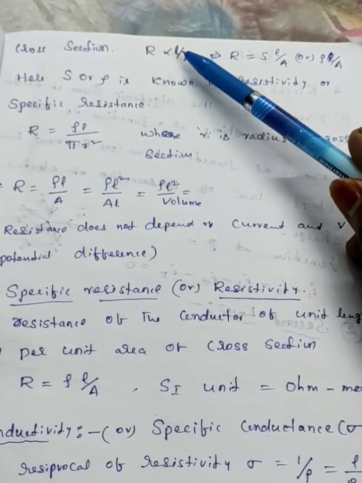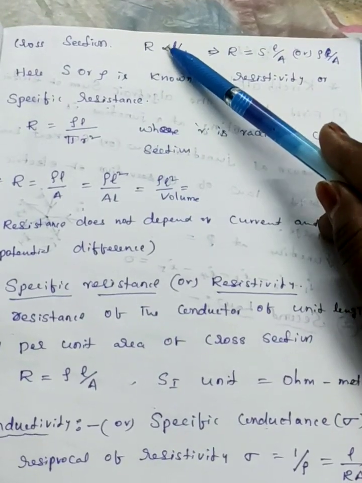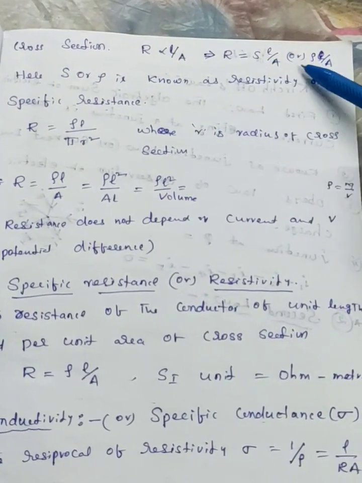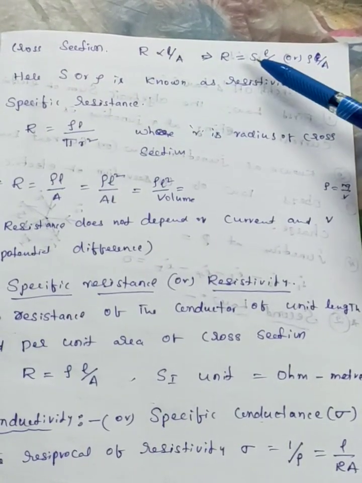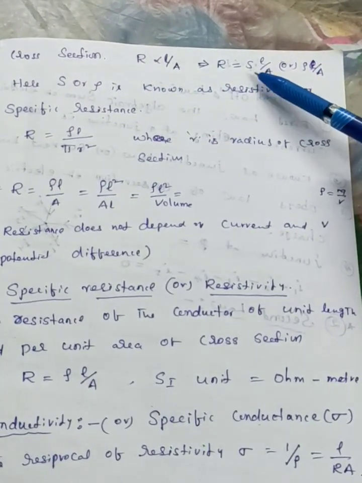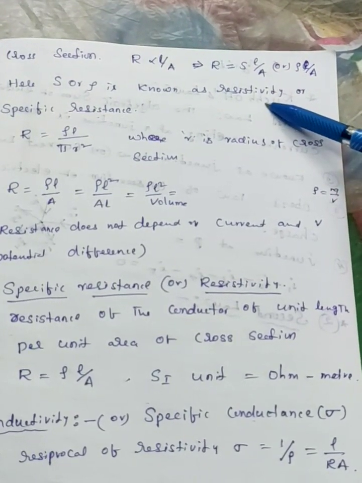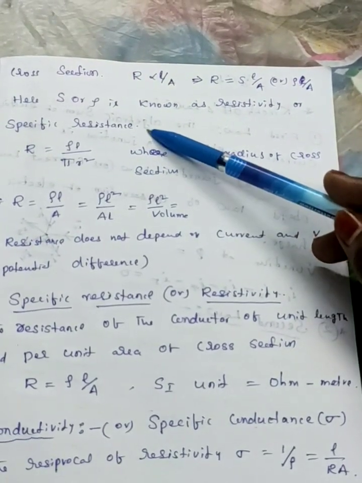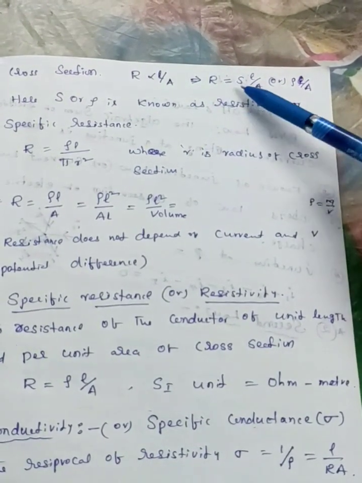This length and cross sectional area. After removing the proportionality symbol, we get one constant. This is rho, or S. This is called resistivity, or specific resistance. Specific resistance is equal to, by cross multiplying, RA by L.